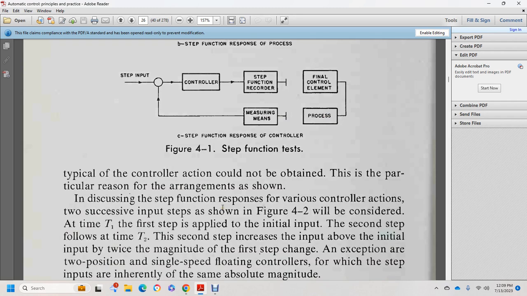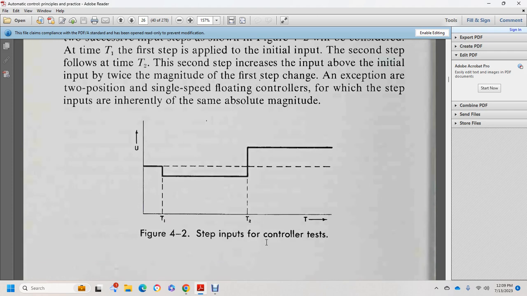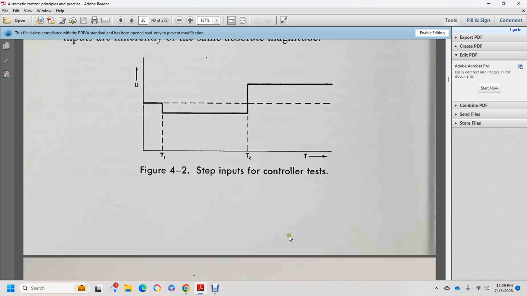Discussing step function response with the various controller actions, two successive input steps shown in figure 4.2 will be considered. At time one, the first step is applied with the initial output. At time two, the second step increases the input above the initial input, with the magnitude of the first step. For the two position or single speed floating control, the step of the input is inherently some absolute magnitude. Step input with the controller says.